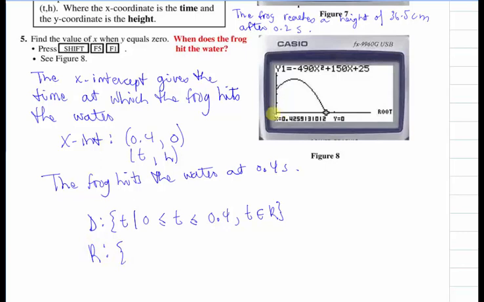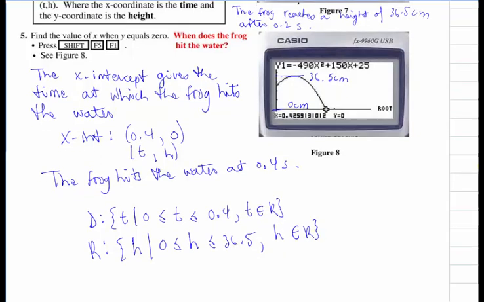Your range. Well, according to our graph here, the height at which the frog hits the water is at 0 centimeters, so that's right here. Okay, so 0 centimeters. And the maximum height that our frog reaches is 36.5 centimeters. So our range goes from 0 to 36.5, so h goes from 0 to 36.5, and h belongs to the set of real numbers. So here is your range in set notation.